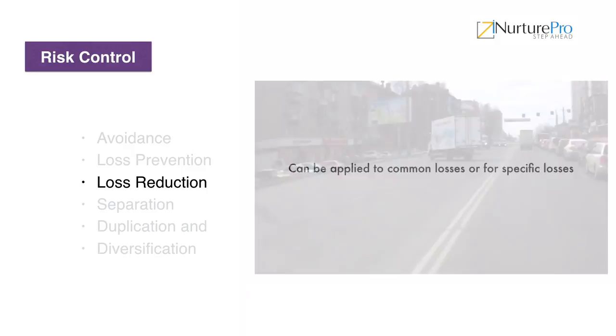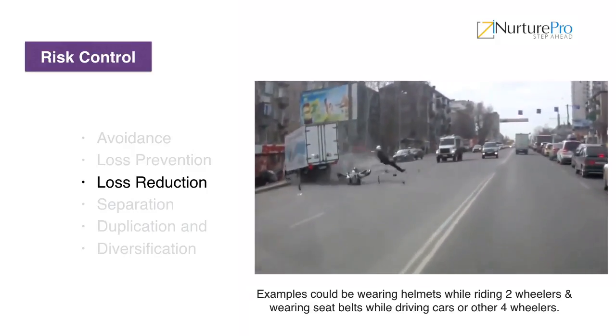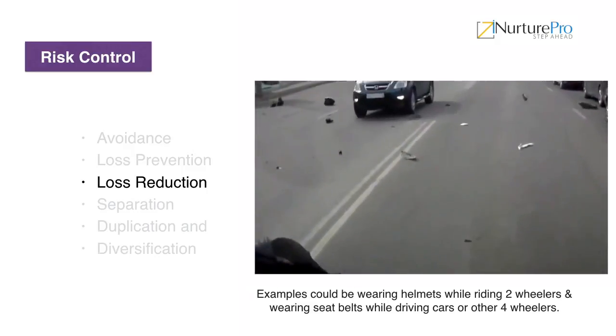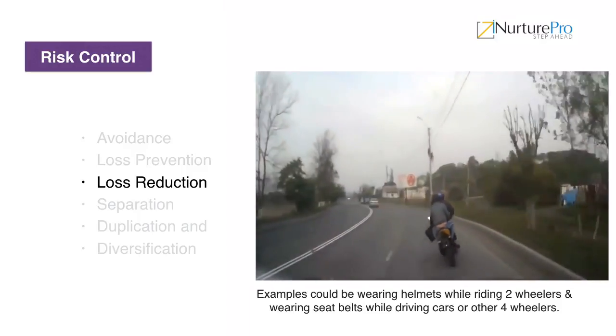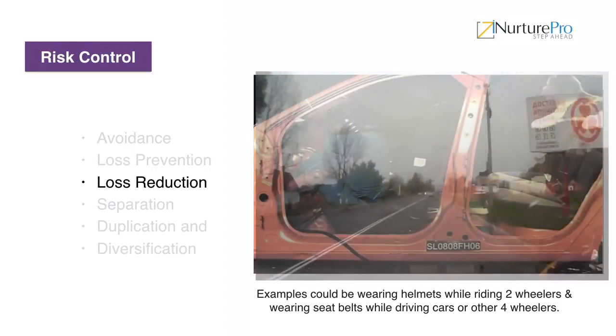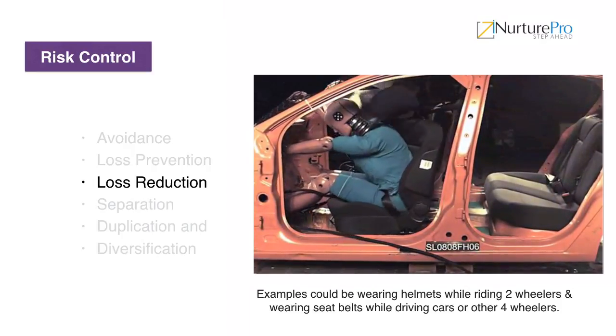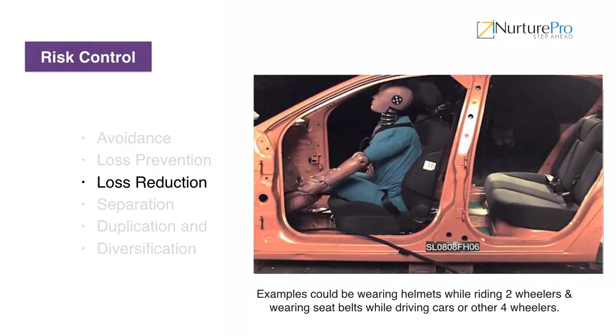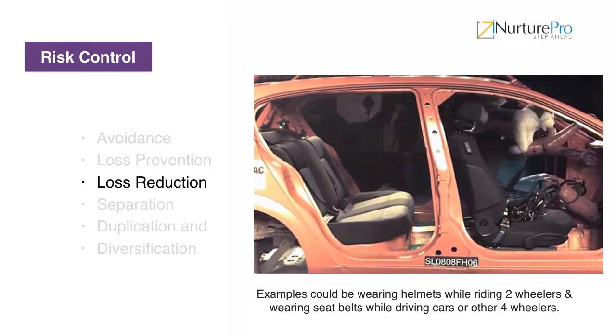For example, wearing of helmets during two-wheeler rides. When a person is met with a road accident, minor head injuries are prevented by wearing a helmet. Another example could be to wear seat belts to reduce the chance of bodily injury in a vehicle collision.